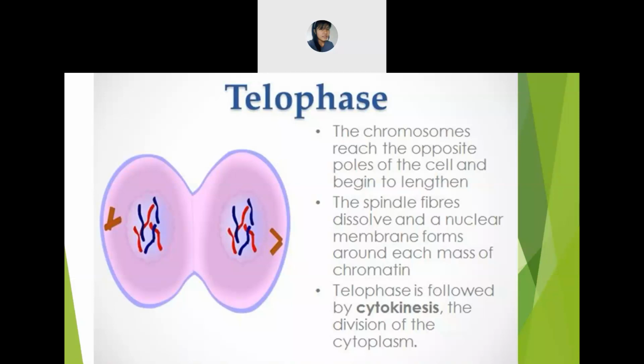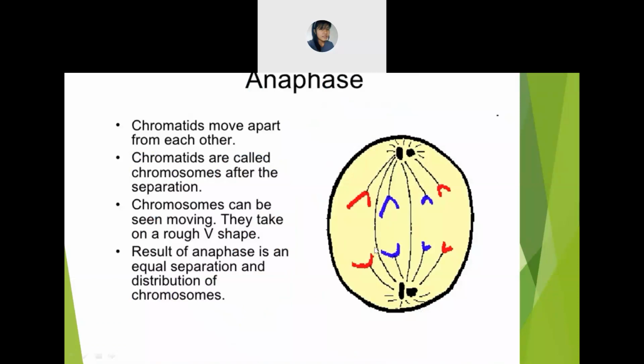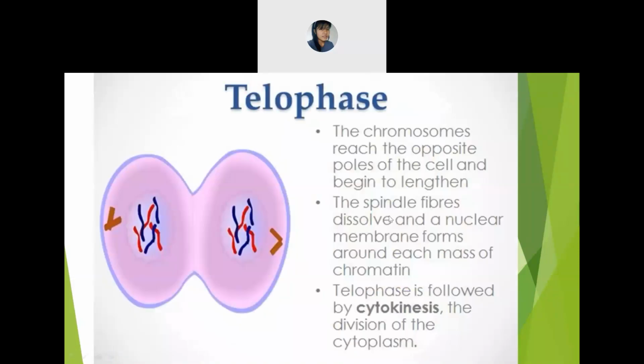They will spread in such a way that they will become large now. Large in size. Understand? And the spindle fibers dissolve. These are the spindle fibers, all these lines. In this telophase, the spindle fibers will disappear, slowly and steadily, and a nuclear membrane forms around each mass of the chromatid.